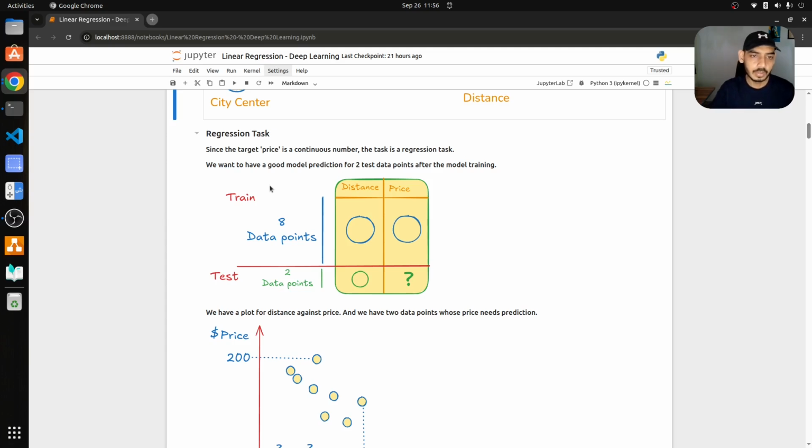So we'll have 8 data points whose distance we will be aware of, and then the corresponding price. And we'll be taking 2 test data points for which the price we don't know. So the idea would be to train a model, predict for these 2 test data points and compare it with the actual ground truth.